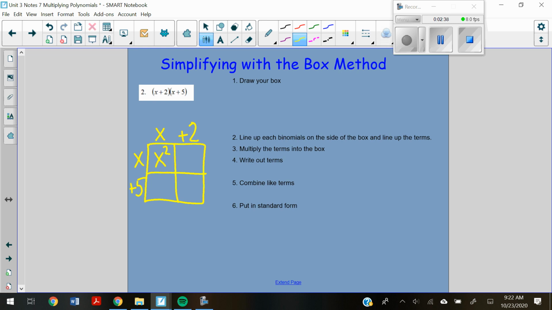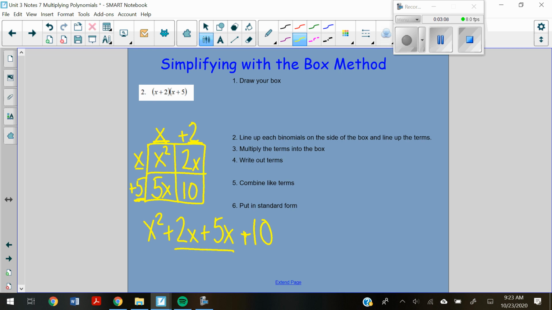And then I'm going to multiply this x times the 2. So I get a 2x. Now I'm going to take my x on the top and multiply it by my 5. And I get 5x. And then I'm going to multiply my 5 and my 2, and I get 10. So it says write out the terms. X squared, it's a plus 2x because it's positive. It's a plus 5x because it's positive. Plus 10. Combine like terms.